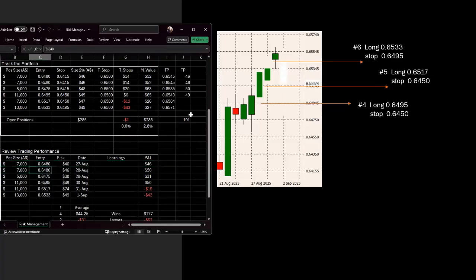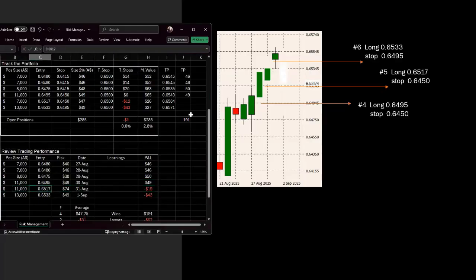That's the first entry. My second trade was at 7,000. Entry was at 6,480. I entered it on 28th of August. And my profit was $46 on that, right? Third trade was for 8,000, and I entered at 6,475. And I made $50 on that one by booking a profit. My fourth trade was for 11,000, was at 6,495, and I booked a $49 profit on that.